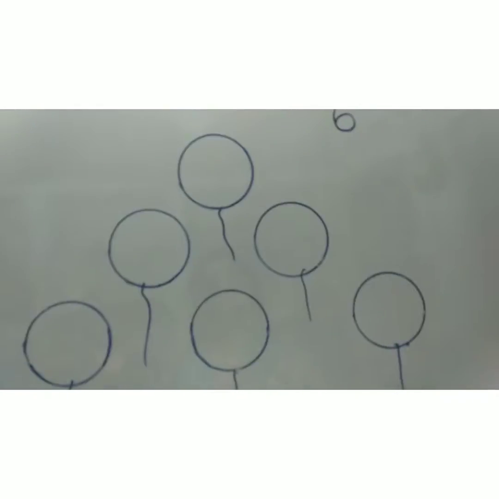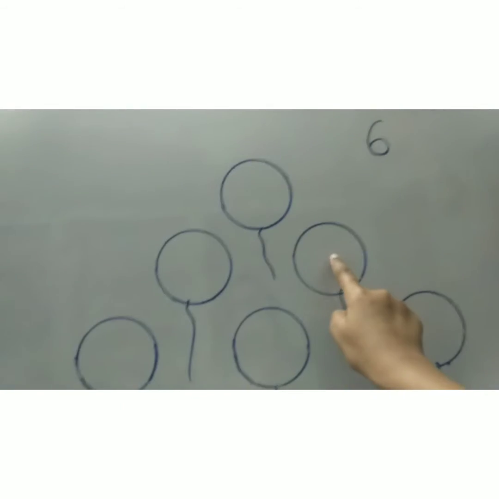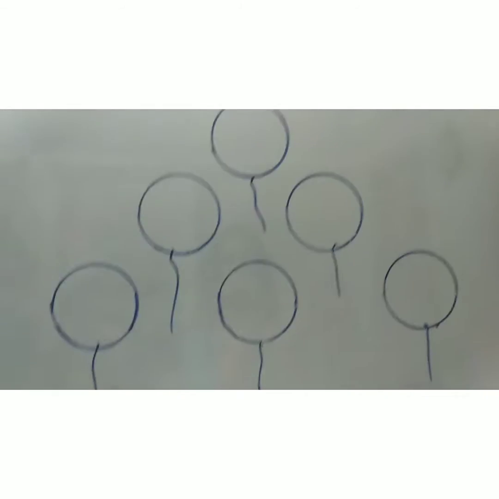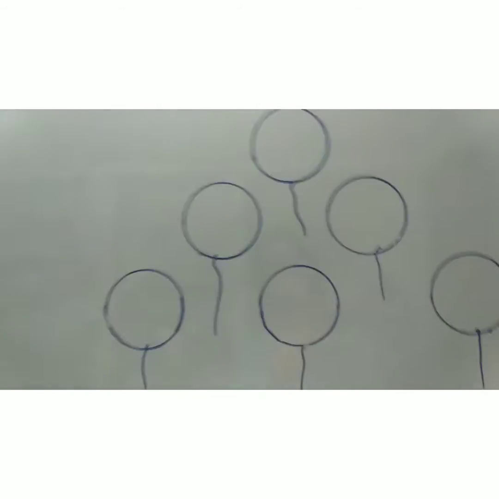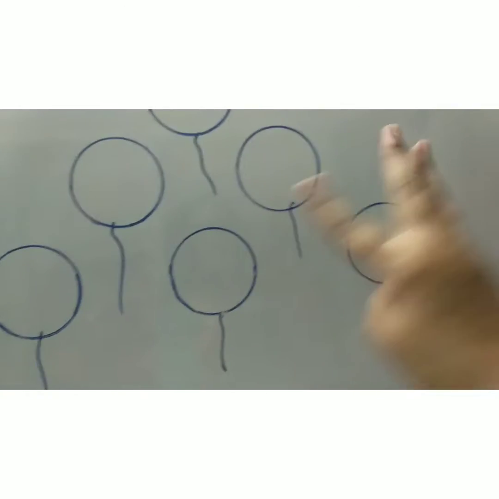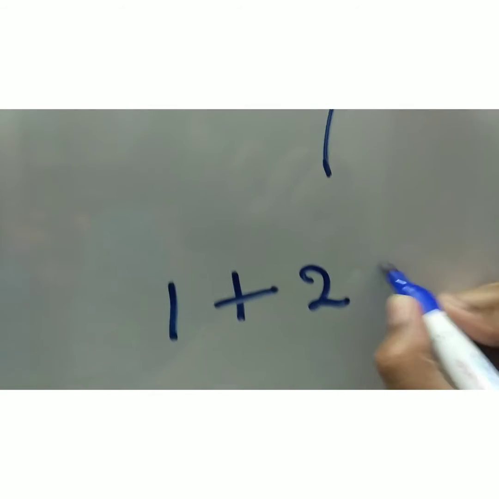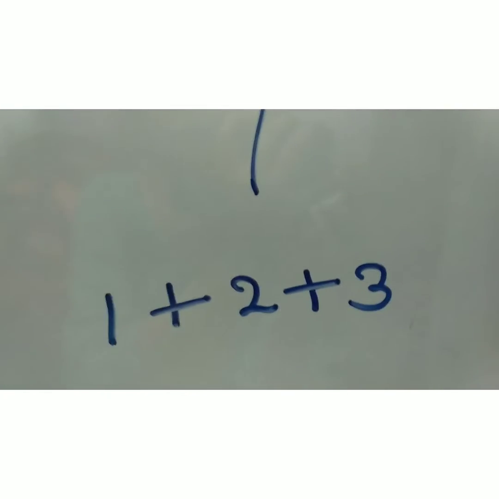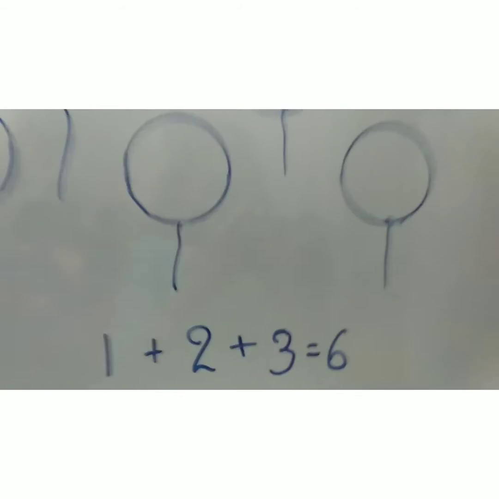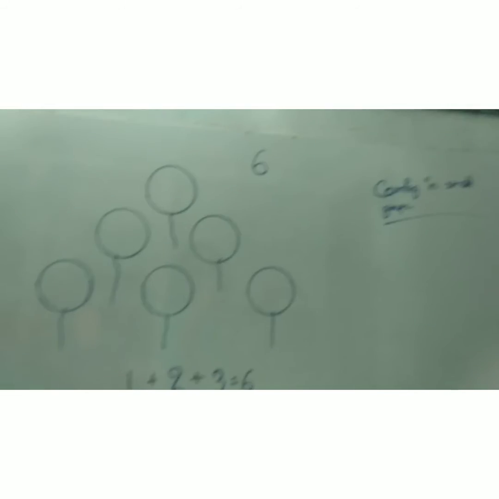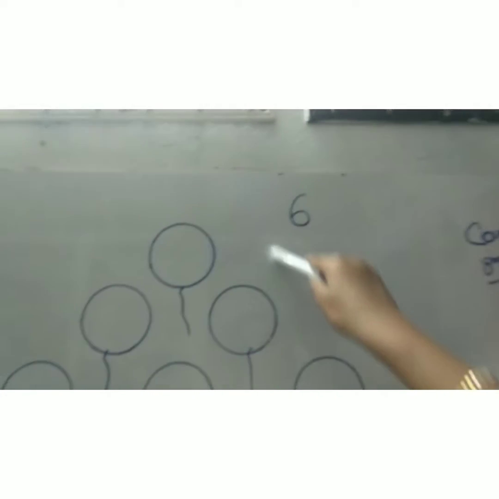1 plus 2 is equal to 3. Now 3 plus 3 is equal to 6. So 1 plus 2 plus 3 equals 6. So there are a total of 6 balloons.